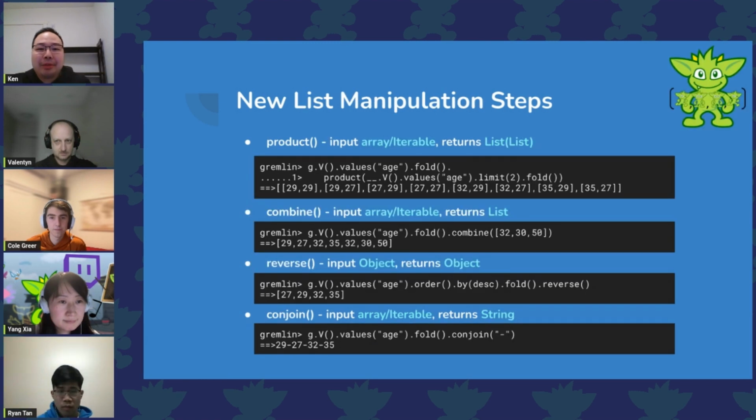And moving on, here we'll be talking about the remaining steps, which are product, combine, reverse, and conjoin. So product is fairly simple. It's just used to get the Cartesian product of two lists, and then it gets outputted as a list of lists, sort of like how that is in that example there.